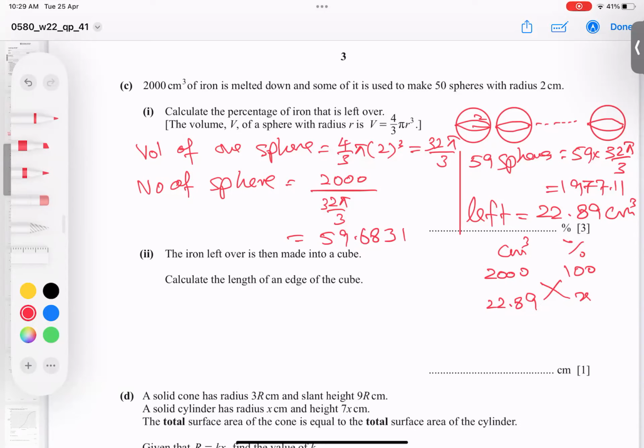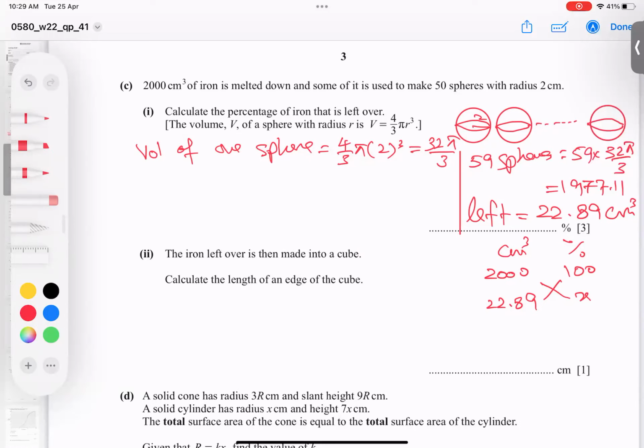So 4 by 3 pi r cube, spheres. Oh, sorry, he mentioned 50 spheres. Oh, sorry, I should not find it. So this point is wrong, student. Actually, the plan is okay, but we have to find out here 50 spheres. So number of spheres, no need to find.